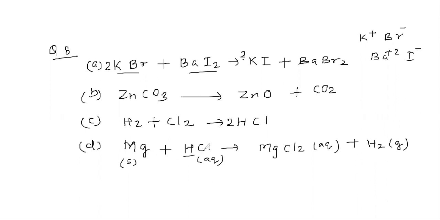Now here Mg is more reactive than hydrogen. So it has displaced hydrogen from here. So this is an example of a displacement reaction. According to the definition of displacement reaction, a more reactive metal displaces a less reactive metal or compound of a less reactive element from its solution. So here Mg is more reactive than H. So here Mg has displaced H from HCl and MgCl2 plus H2 gas is formed.